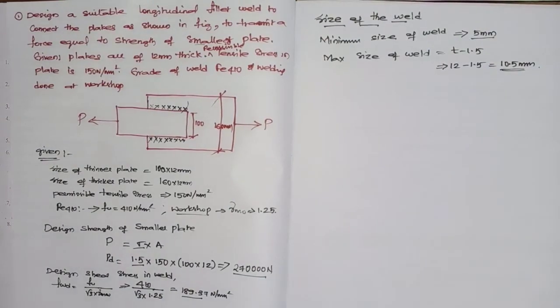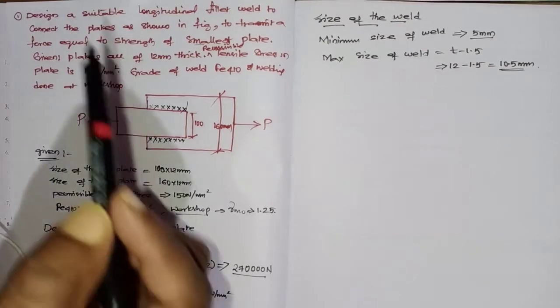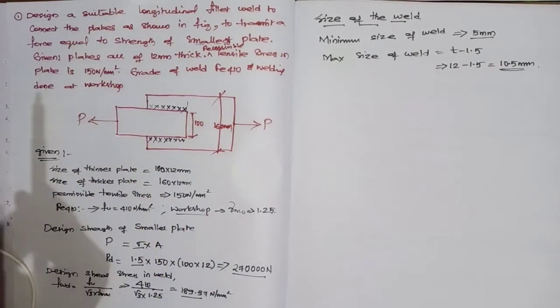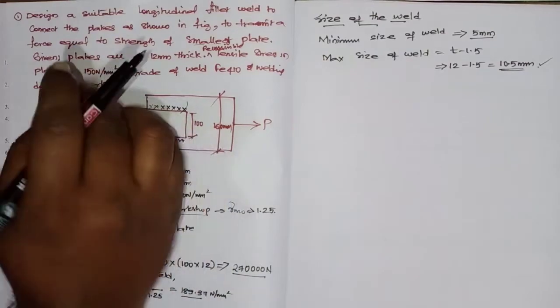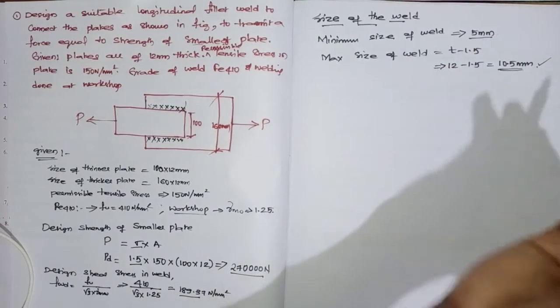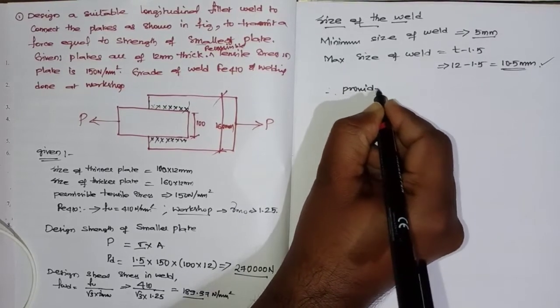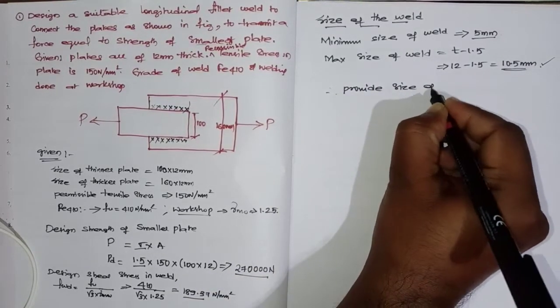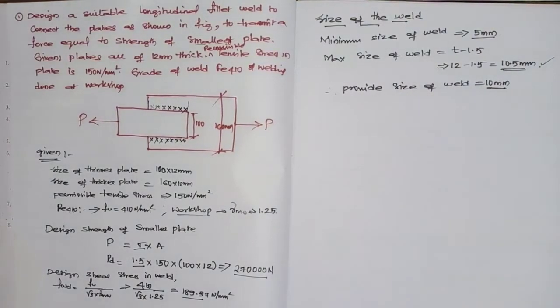Now, here he just asked to design a suitable longitudinal fillet weld, but he never mentioned a maximum size of weld. If he clearly mentioned to design the longitudinal fillet weld for the maximum size of weld, then you would be supposed to take that. Since he has not mentioned it clearly, you can take a size between 5 mm and 10.5 mm. So we'll provide the size of weld as 10 mm.